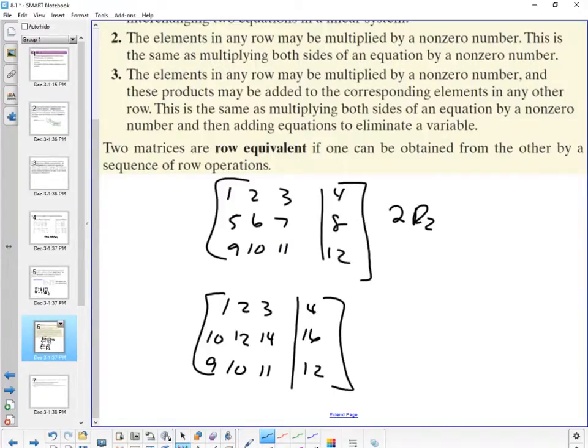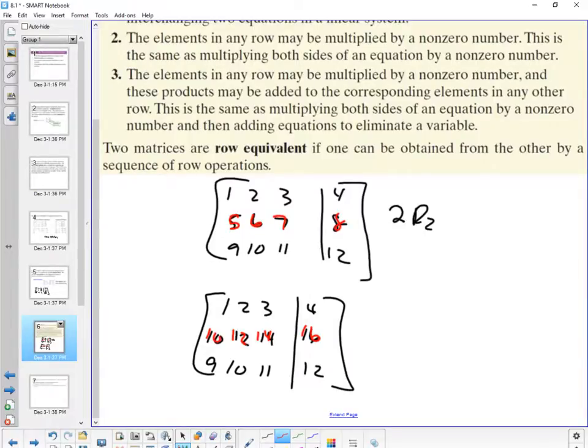Okay? Go ahead. Process that. That is the second rule. I'm demonstrating for you the second rule. So I'm taking row 2 and multiplying it by 2. So the entire row 2 got twice as big. The 5, 6, 7 became 10, 12, 14. The 8 becomes 16. Okay, so this is an example of rule 2. Now let me show you rule 3.